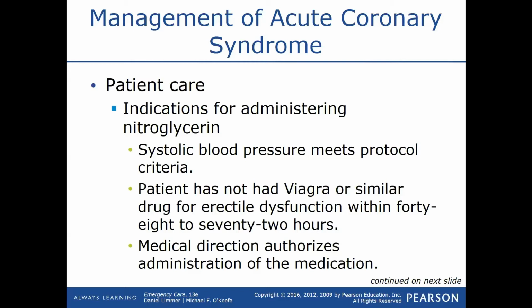60 to 100. No, so 60 to 100 is the normal beats per minute for heart rate. Now, for systolic, the blood pressure, that's that top number, right, of the blood pressure, it has to be between 90 to 100. If it's above that, you're okay to give nitroglycerin. If it's below that, you have to call medical direction if you think that you still need to give it. Okay?